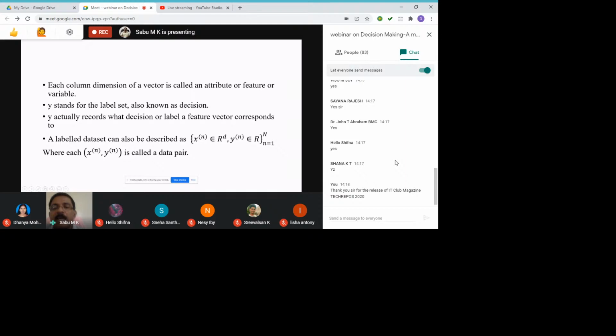Then, in order to discuss machine learning, we have to understand these two terms, training data set and test data set. What is a training data set and what is a test data set? In order to understand these, first of all we have to understand the concept of the universal data set, and I think all of you are aware of it.